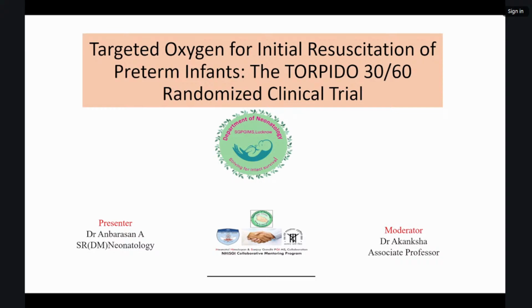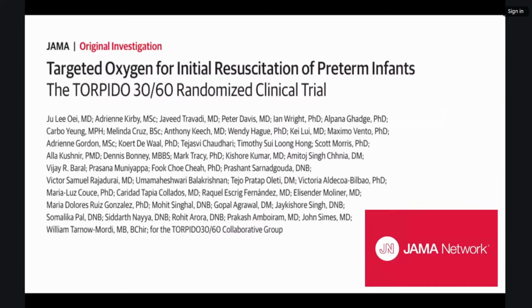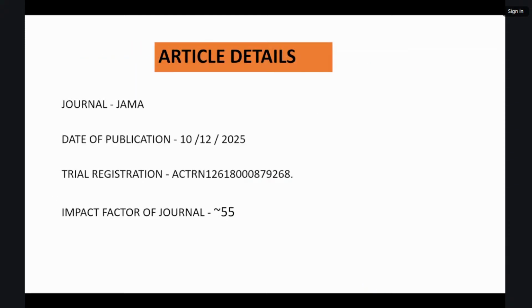Dr. Akansha ma'am. So I will be discussing the TORPEDO trial, that is, Targeted Oxygen for Initial Resuscitation of Preterm Infants with FiO2 of 60% versus 30%, a randomized clinical trial. This trial was published in the Journal of the American Medical Association, done by Lee Wei et al. and others. It was published on December 10, 2025, and the impact factor of the journal is 55.